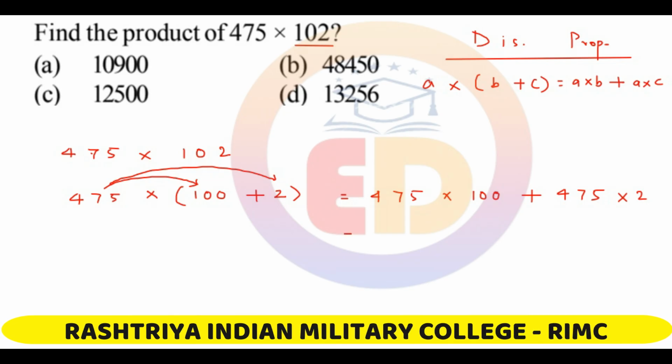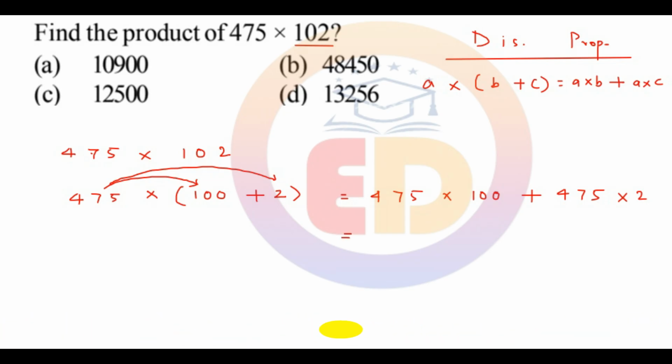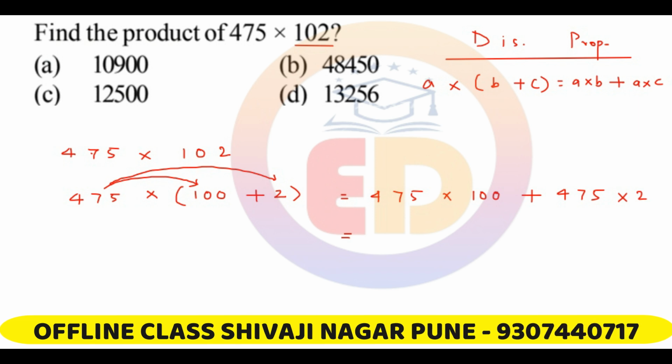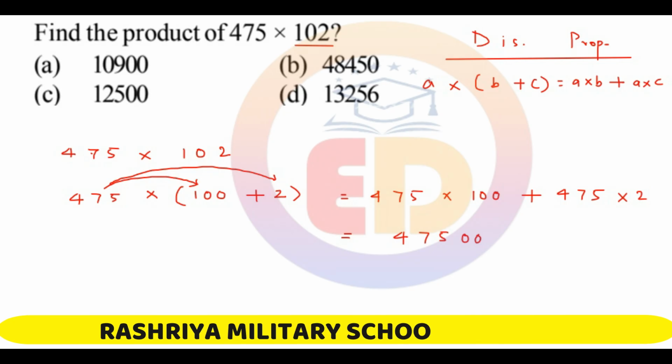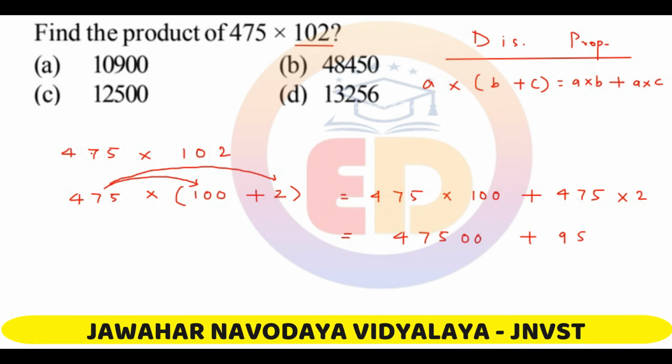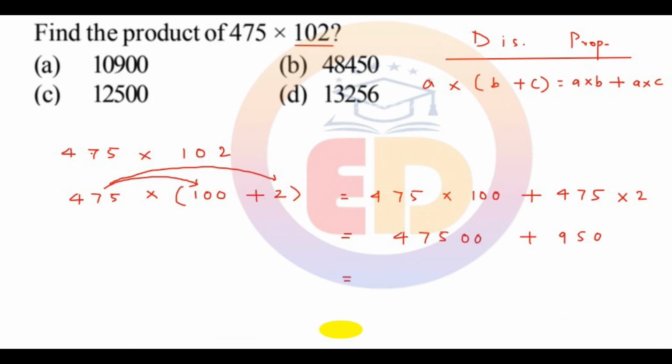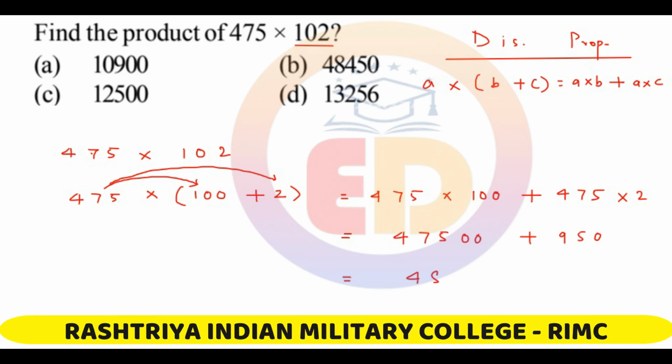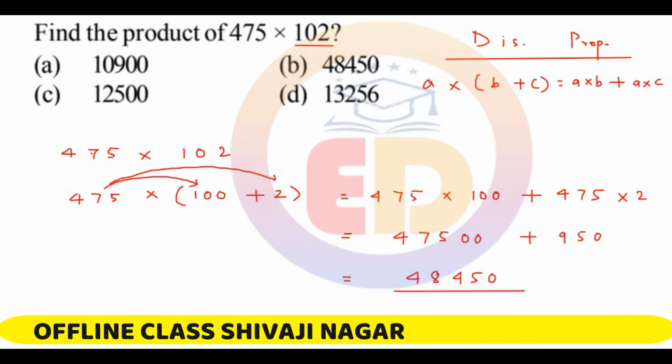Very easily we can find out 475 into 100 is 47,500 plus 475 multiplied by 2, this will give me 950. Adding these two, I get my answer as 48,450. Again, I get the answer as option number B.